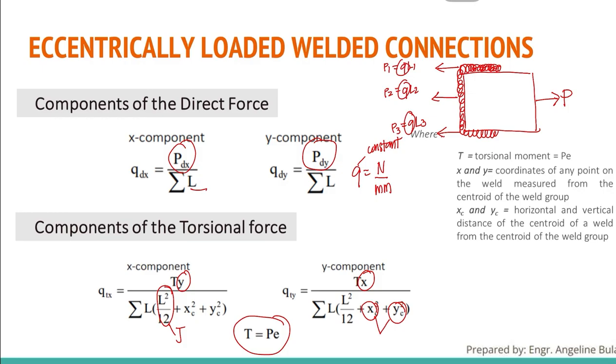Then, to compute the total force on any weld, it is equal to direct component plus torsional component. So, let's apply this concept by providing an example.